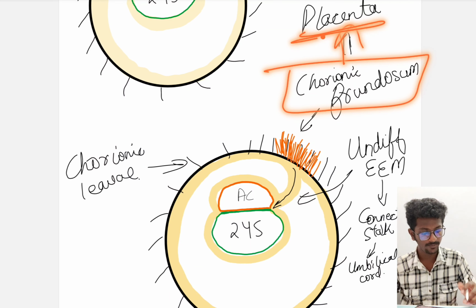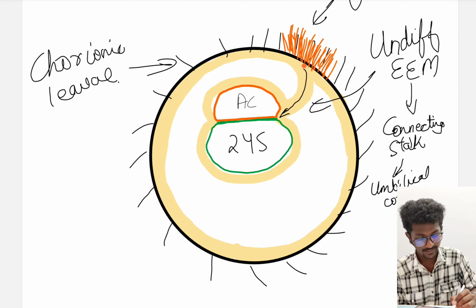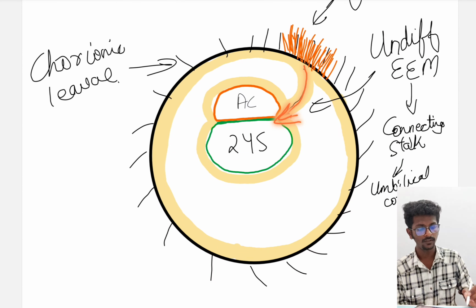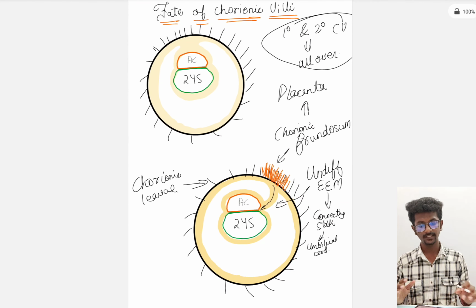and this part is the undifferentiated extraembryonic mesoderm. This is the only part where the coelom is absent. This is the coelom which is surrounded all over, and this is the only part where the coelom is absent. So it forms a direct entry into the growing embryo. Therefore, it will form the connecting stalk and the umbilical cord. I hope this was very clear to you guys.